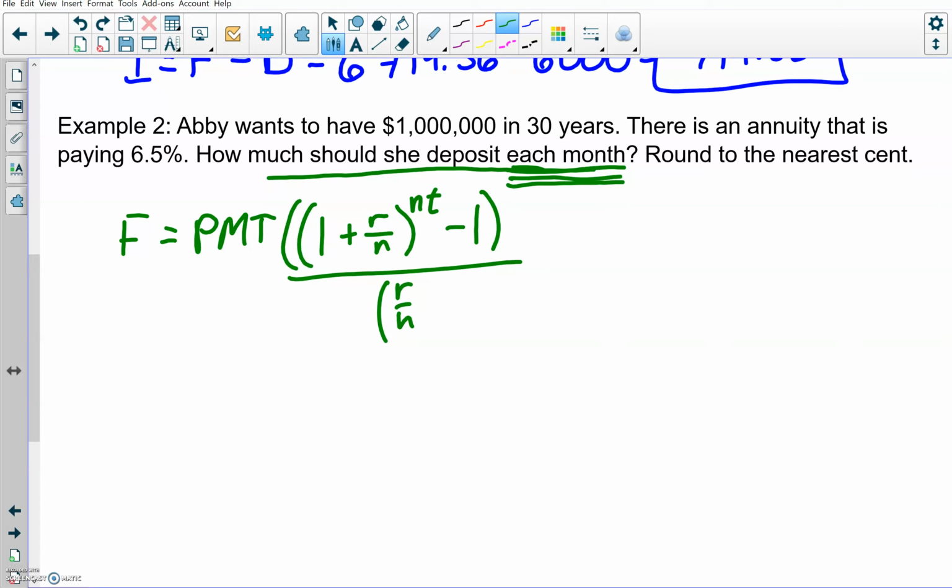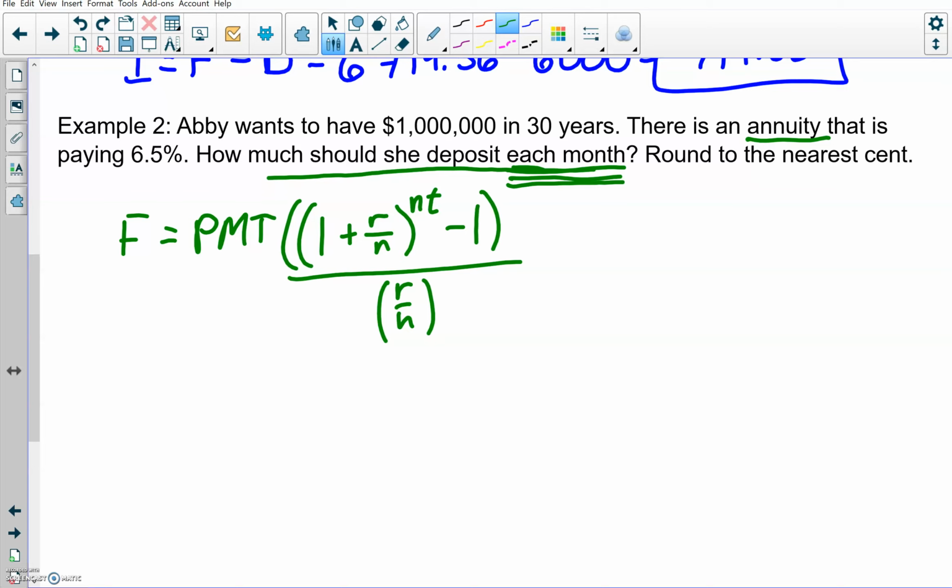And each month is the subtle clue that tells me she's using an annuity here. There's also, in this particular problem, the keyword annuity, so that might give it away as well. But if they don't put that in there, you can still get it out of the each month. So let's see what we have.